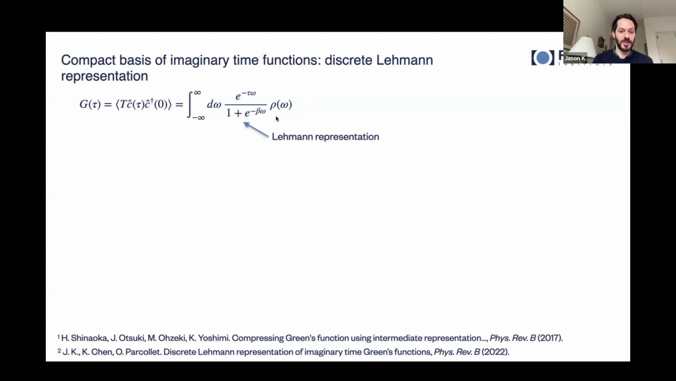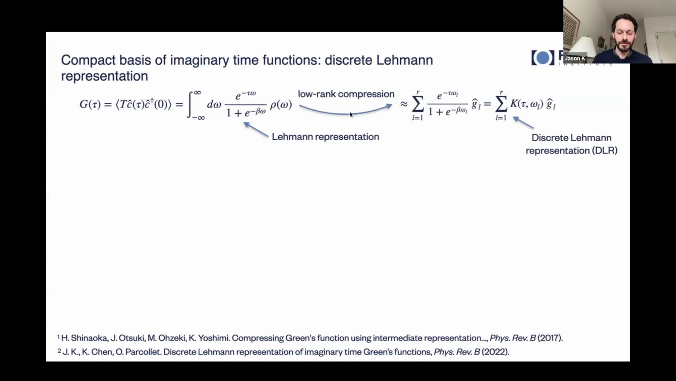We know that the Green's function satisfies this integral representation called the Lehmann representation, or spectral representation, where rho is a spectral function, which we take as compactly supported with some bandwidth. And this integral representation involves this nice exponential kernel, okay? So every G has a rho, such that this is true.